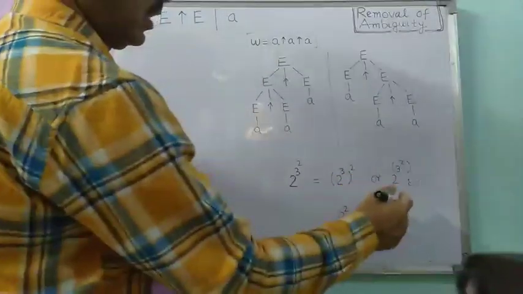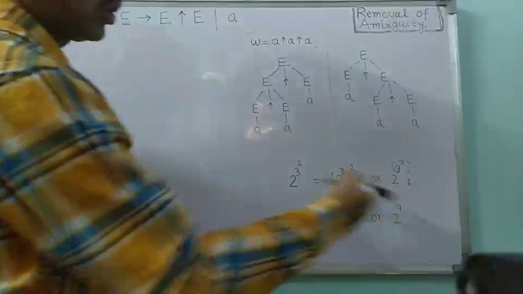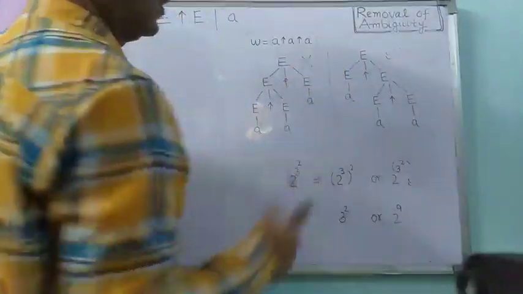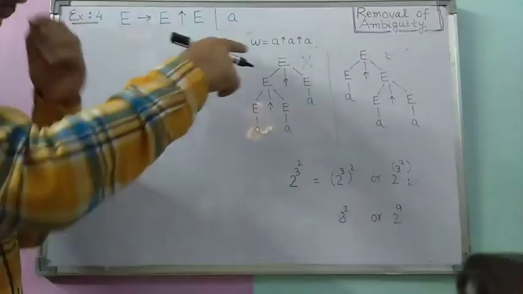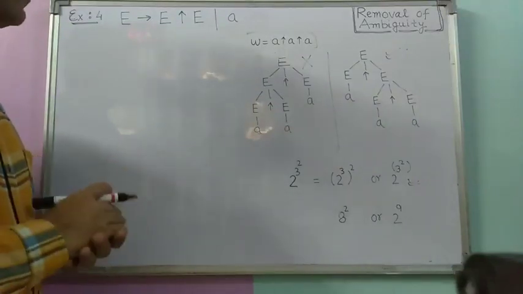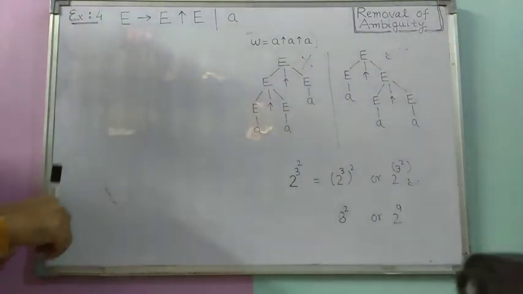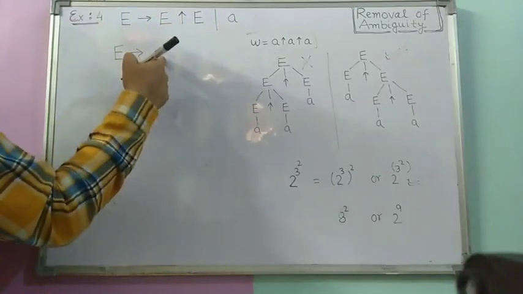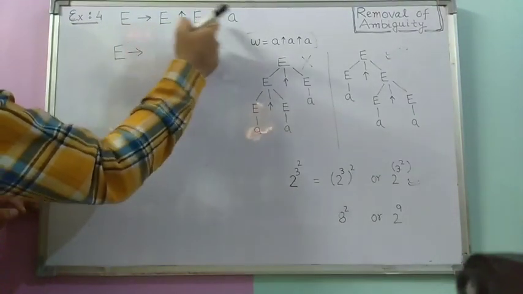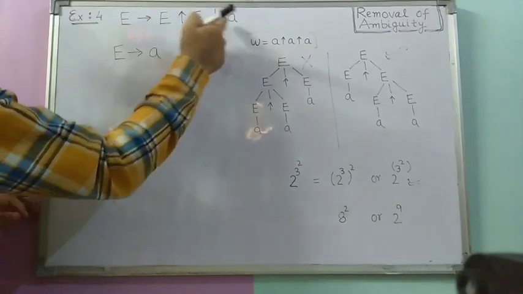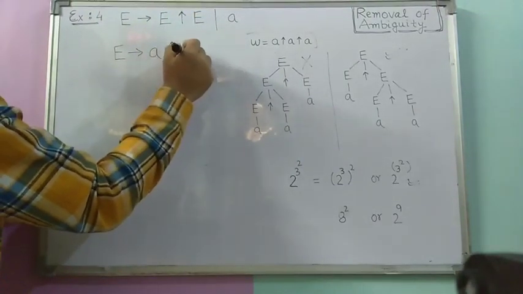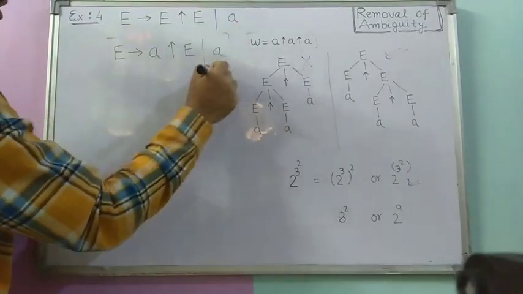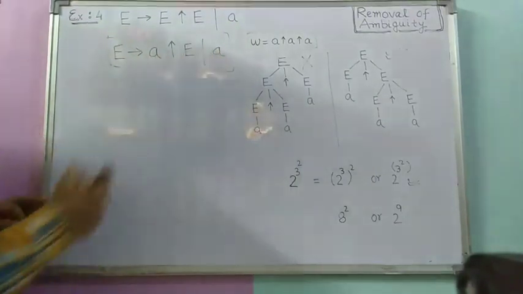So this particular derivation tree corresponds to this. In this example we want this one and we want to remove the other one. Since this operation is right associative, we want to keep the right recursion and we wish to remove the left recursion. So we will write our grammar like this: we don't want to keep the left recursion, so we can replace that E by a. So we write a here: E to a ^ E | a. This will be the modified grammar.